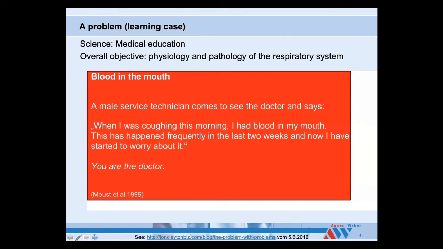For instance, this is a learning case, blood in the mouth. You can see from this learning case, it's short. It doesn't necessarily have to be long. It's not a case study.